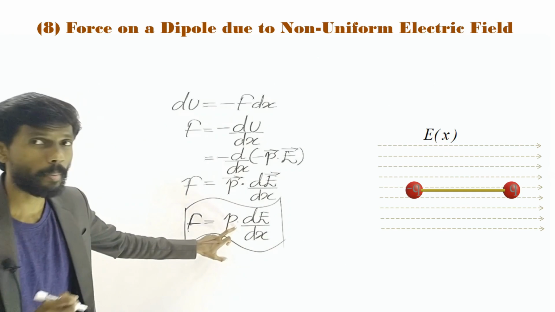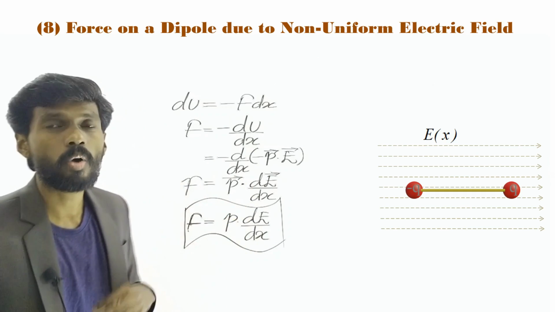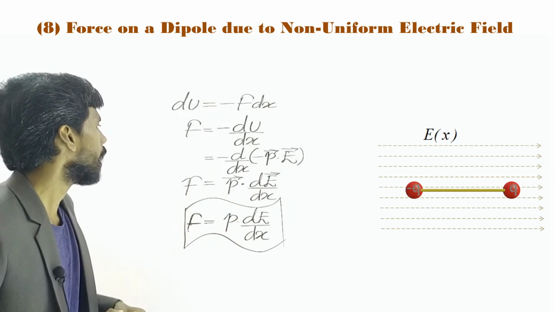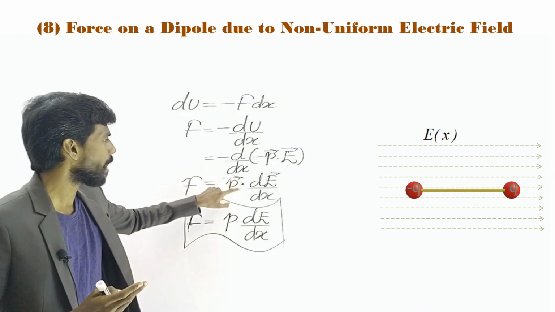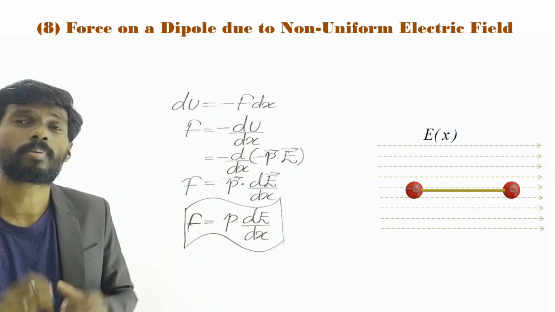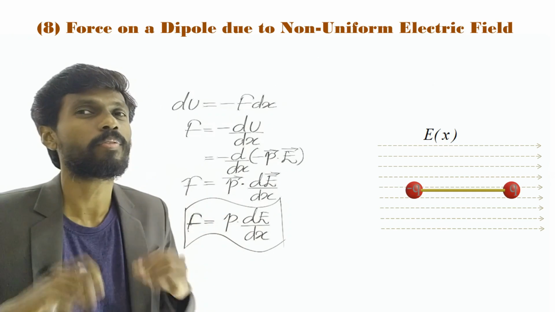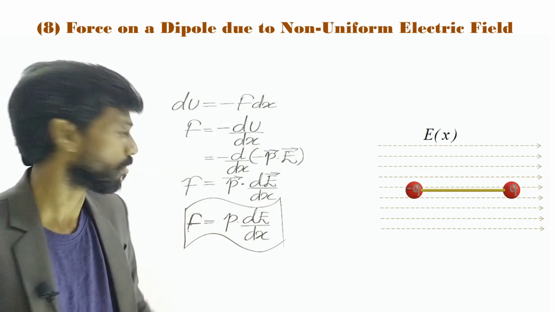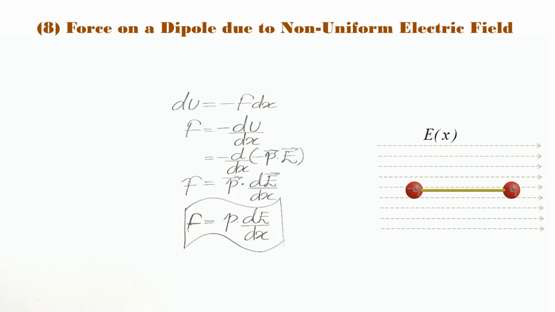So the dipole moment multiplied by the derivative of the electric field. Now if the directions are different, you may have to use this formula. So this is one formula that you are supposed to remember: the force due to a non-uniform electric field.